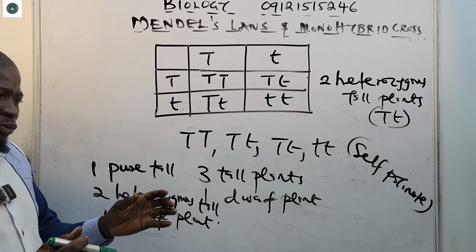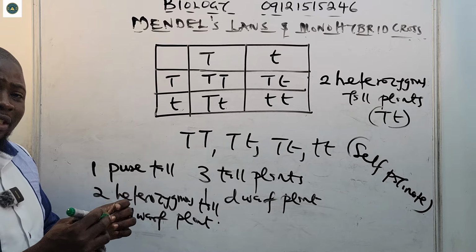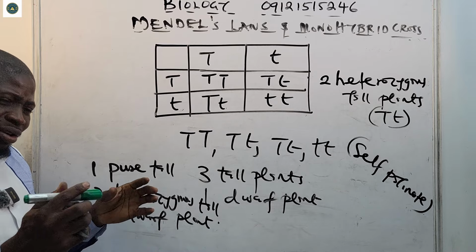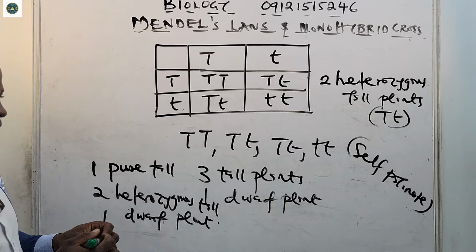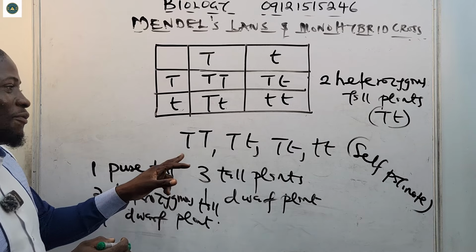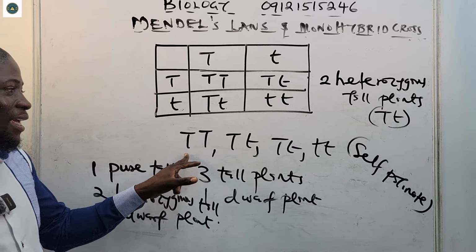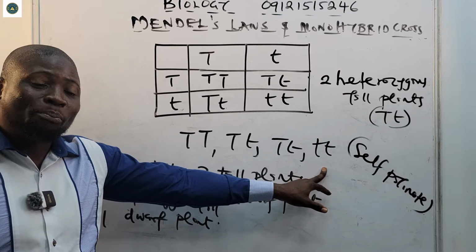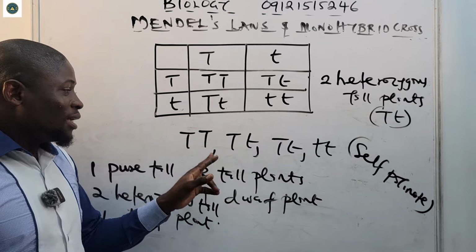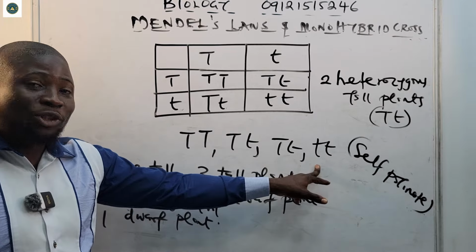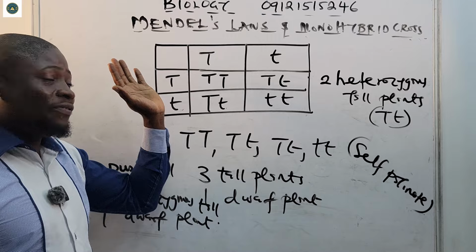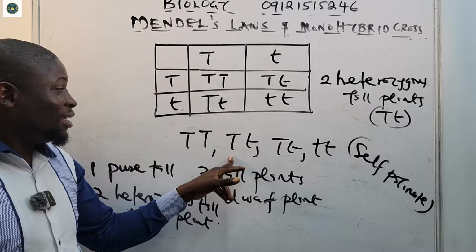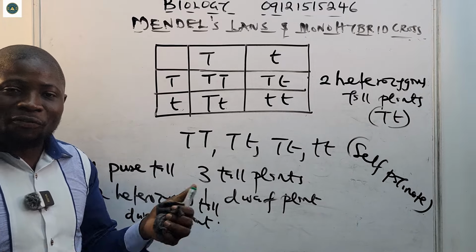Tall. We made the heterozygous tall plants parents and crossed them again. What do we observe? We now have one pure tall again, two heterozygous tall, and one pure short. So this pure tall and this pure short that disappeared in the first filial generation have reappeared in the second filial generation.